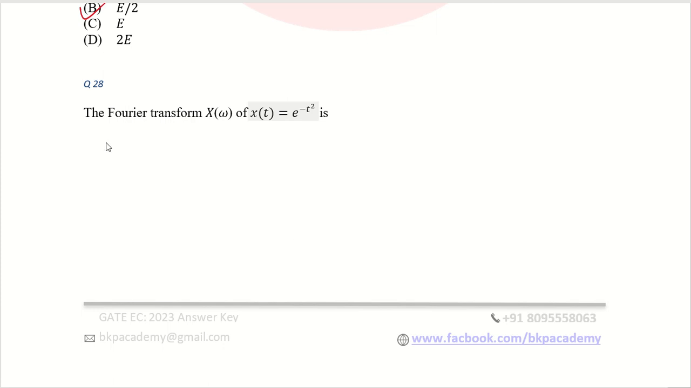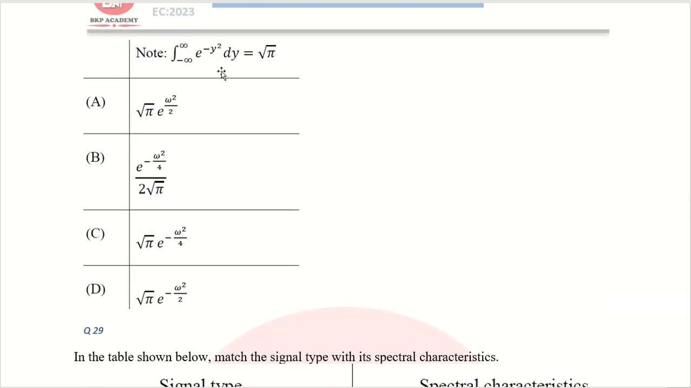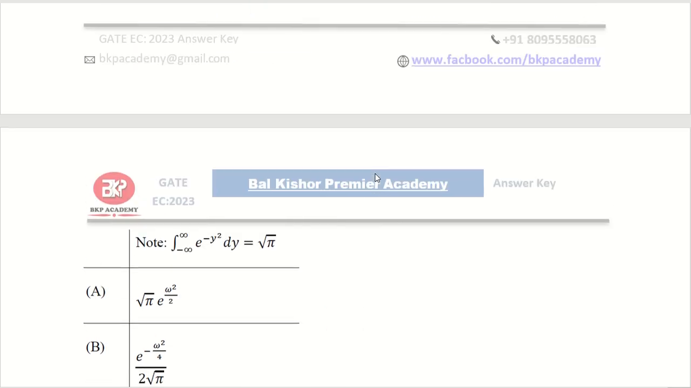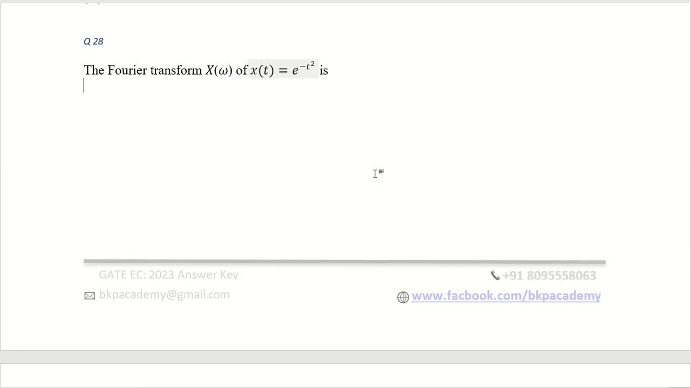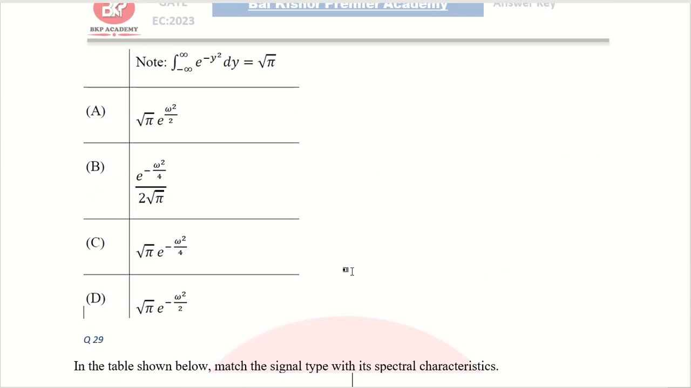28: the Fourier transform X of omega of x of t is equal to e to the power minus t square. A very simple question. You can see the beauty is that they have given you the value of this particular integration also, so you could have directly got this answer. So 28 is option C.